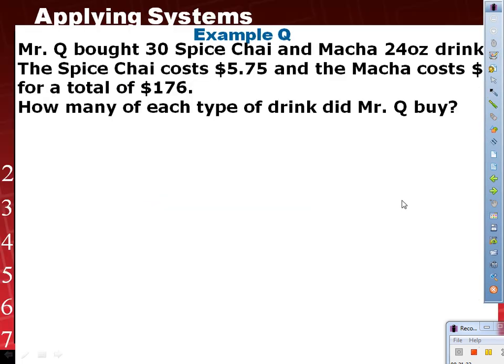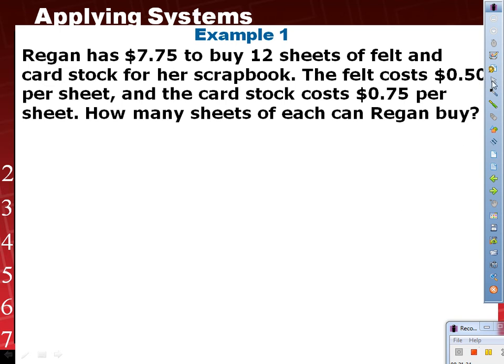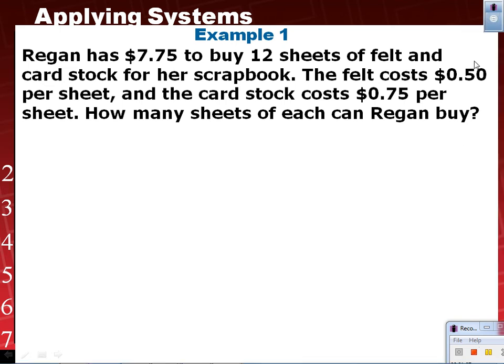Example 1. Underneath that, write example 1. Write this down. It says, Reagan has $7.75 to buy 12 sheets of felt and cardstock for her scrapbook. The felt costs 50 cents per sheet and the cardstock costs 75 cents per sheet. How many sheets of each can Reagan buy? Copy that, please. I'll give you some time. Ready, go.